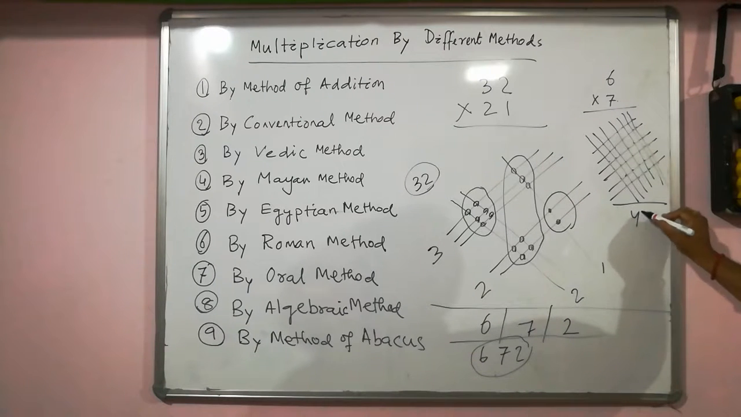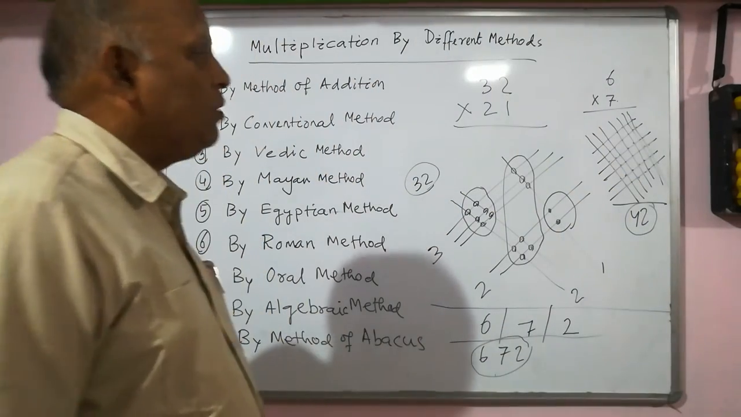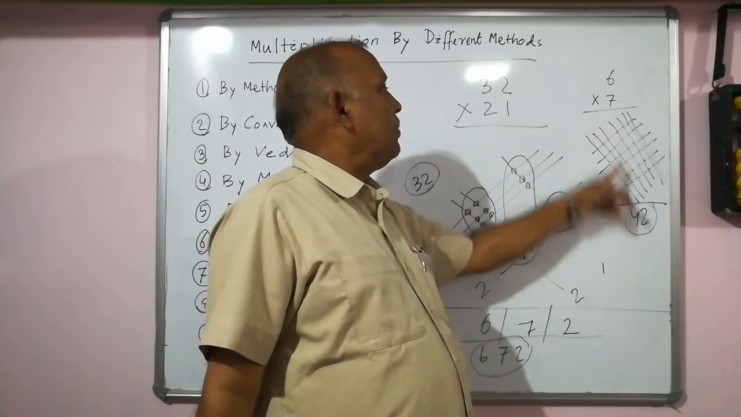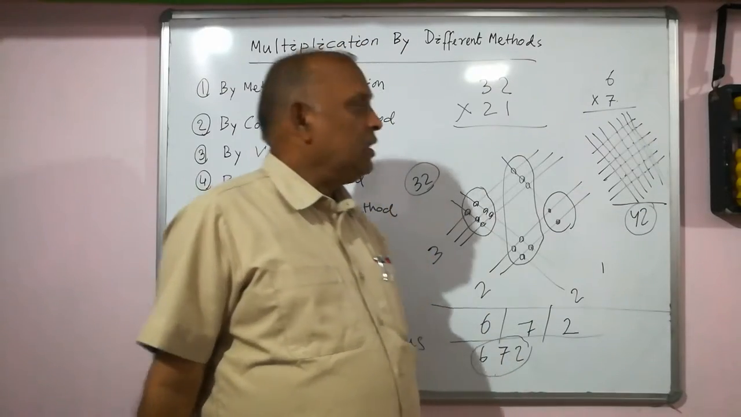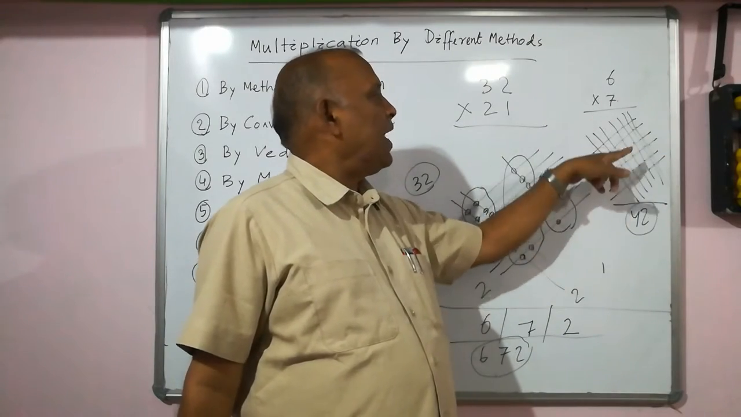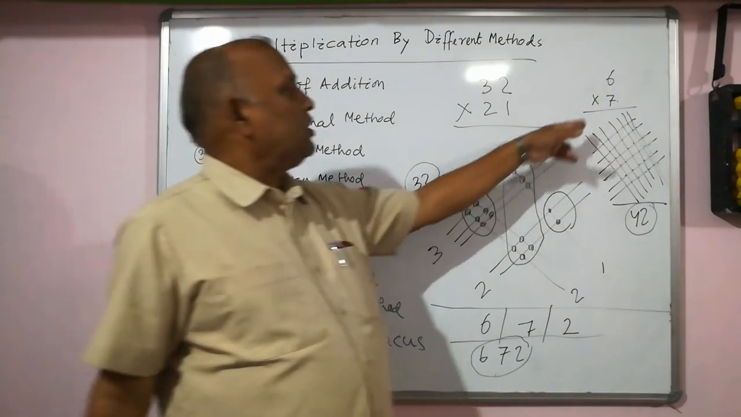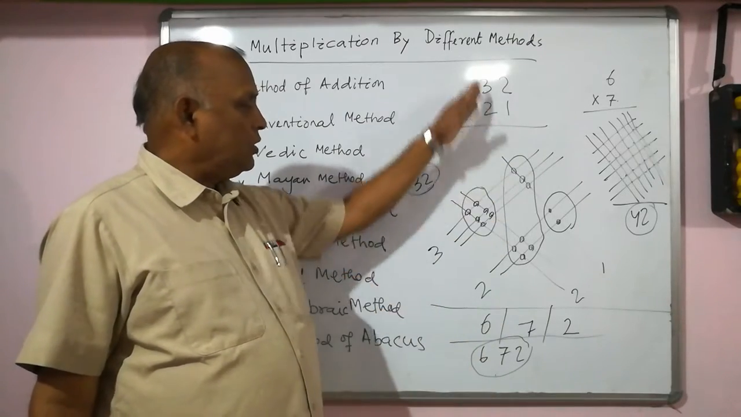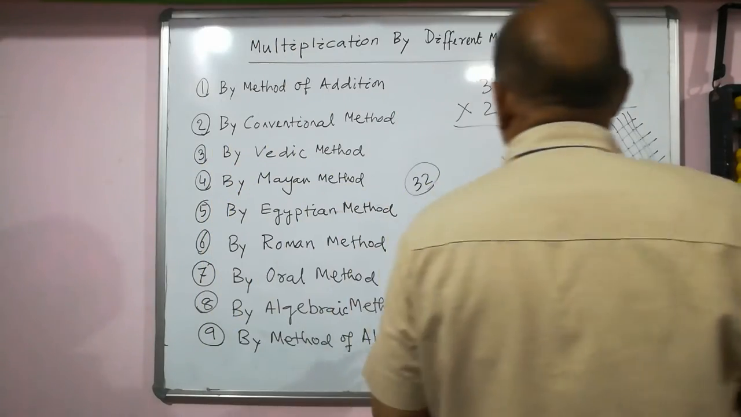So the answer is 42. So for students at a lower level, when they don't know about multiplication, we may explain to these children the multiplication of 6 into 7 by drawing lines. And we should count the crossing points of the lines, and that will give the multiplication result of the numbers. This is for the single digit number, and this is for the double digit by double digit number. So this is what the Mayans used. We shall discuss the Mayan method separately in some tutorials.